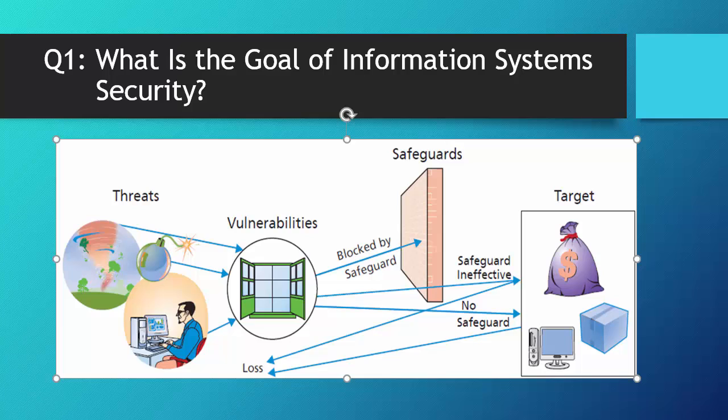Then we have these safeguards that organizations can put in place, and they try to block the threat so that it can't get to these assets. They may or may not be effective. Sometimes people can go around them, or go through them, and then they're eventually after this target here, which is the asset desired by these threats over here.